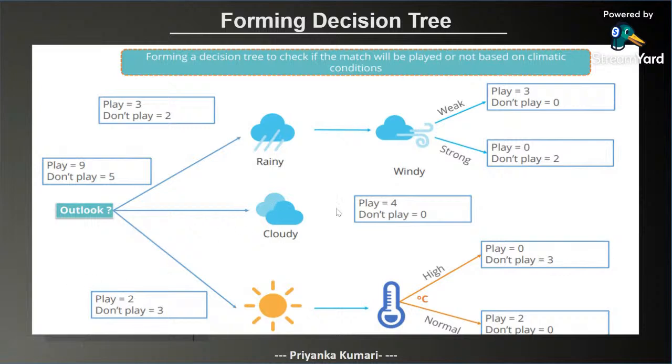If it is cloudy, then it is yes, since it's only satisfying one internal test case. So the match would be played if the condition is cloudy. When it comes to sunny, it should pass one more internal test case, which is whether the humidity is high or normal. If it is high, then the match won't be played because the possibility to play is 0 and don't play is 3, and when it is normal, then we can play the match. This is how the decision tree works.